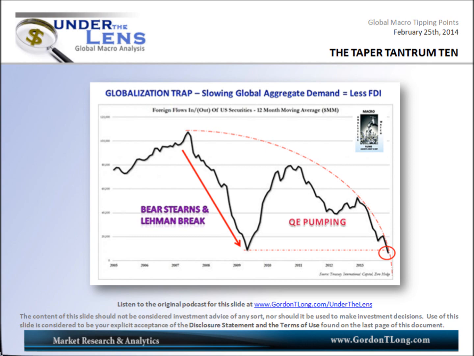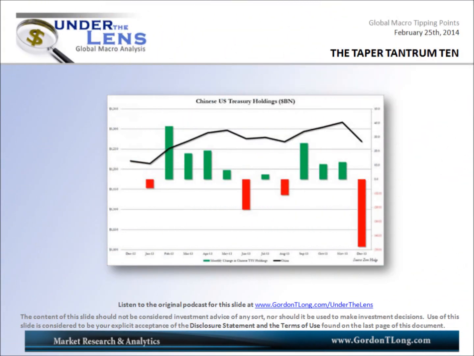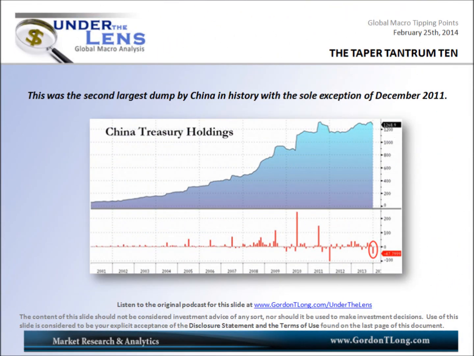This chart shows holdings of Chinese treasuries in a nutshell. China's treasury holdings plunged by the most in 2 years after China offloaded some $48 billion in paper, bringing its total to only $1,269 billion, down from $1,317 billion, and back to the level last seen in March 2013. This was the second largest dump by China in history, with the sole exception of December 2011.